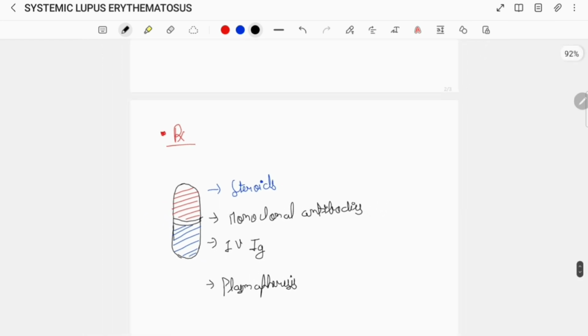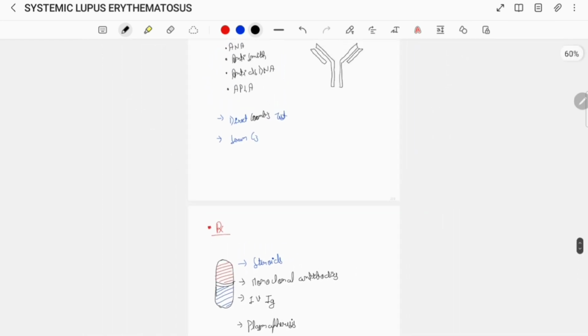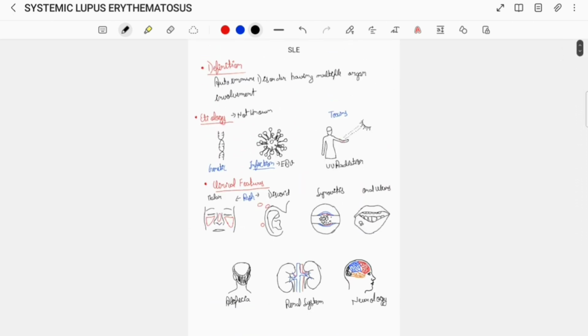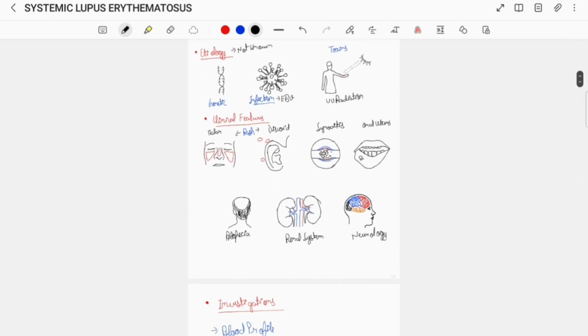So this was all about SLE. Here is the overview of what I have discussed.